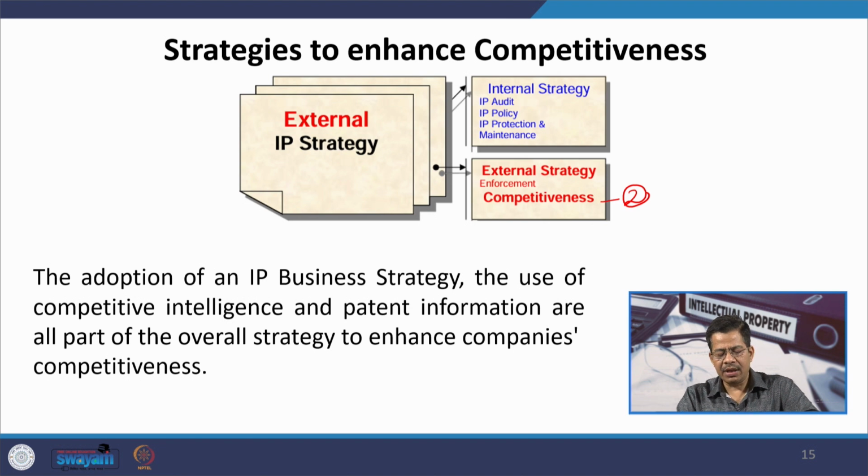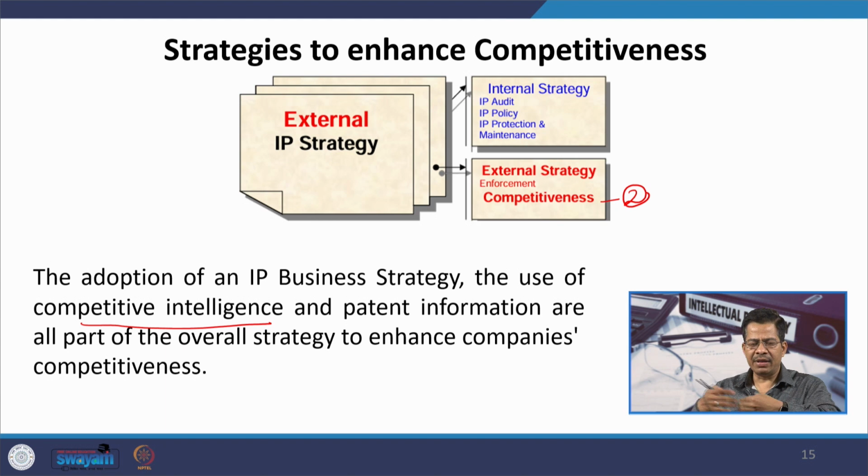Then the second important thing is competitiveness. In external IP strategy, one side is enforcement, the second side is competitiveness. With respect to what your competitors are doing, you need to build competitive intelligence, so that you can give direction to your R&D team that the world is moving in this direction.